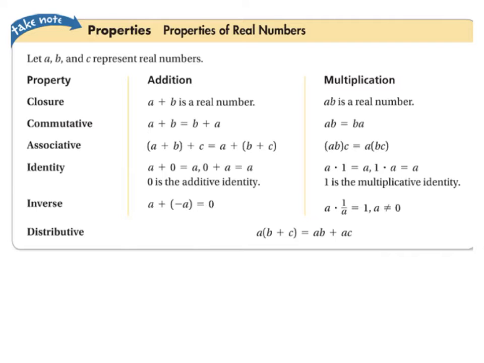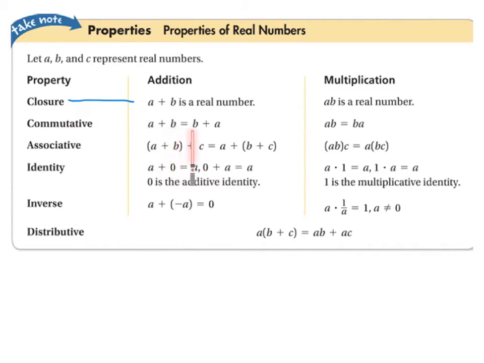One that we don't use a lot, but is kind of important, is the closure property. The set of real numbers is closed for addition and for multiplication, meaning that if you take any two real numbers and add them together, the result has to be another real number. Likewise with multiplication, you take any two real numbers, multiply them together, and the result has to be a real number.